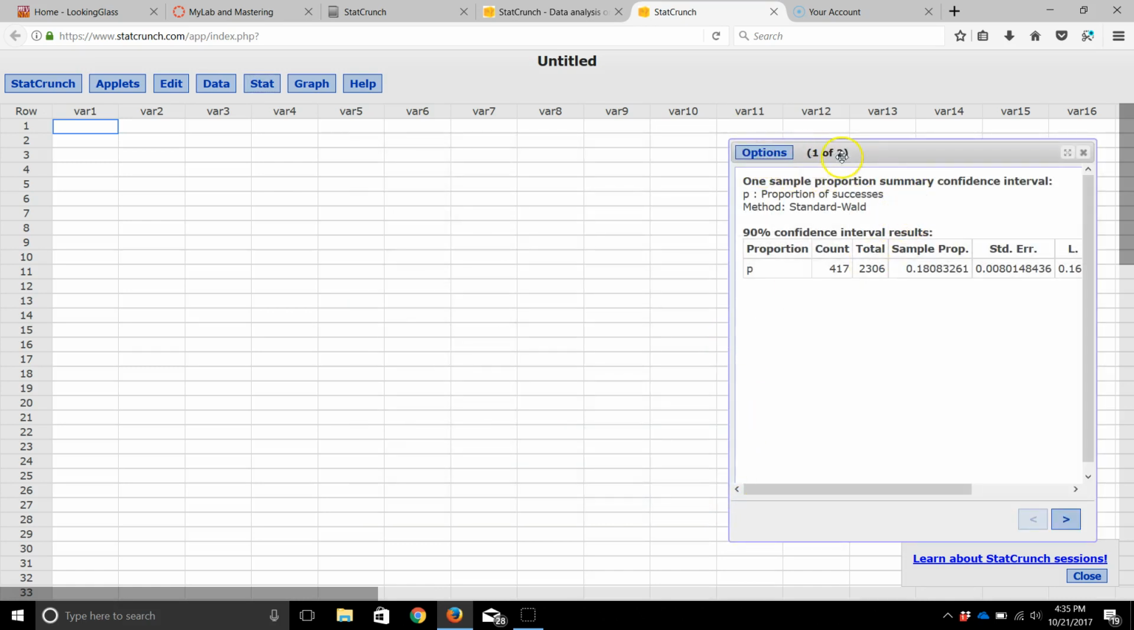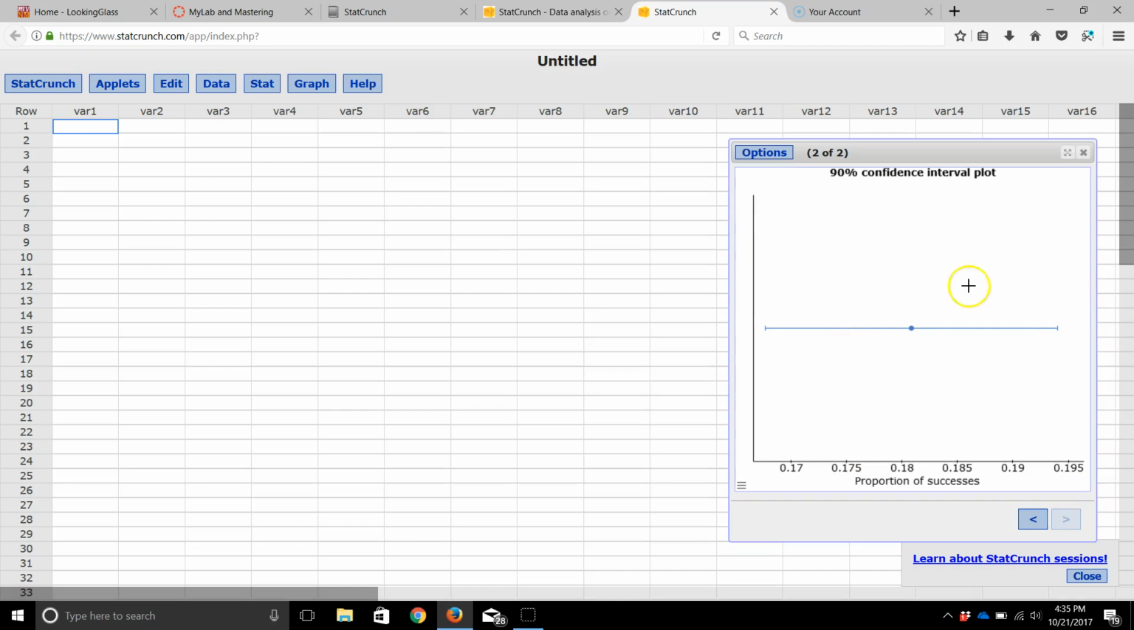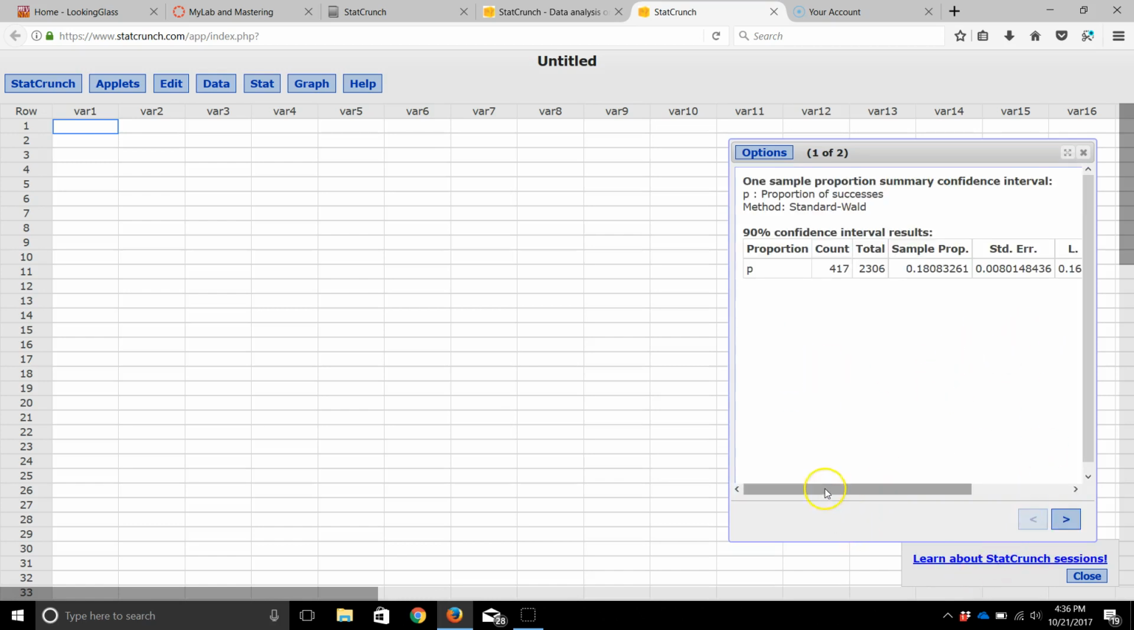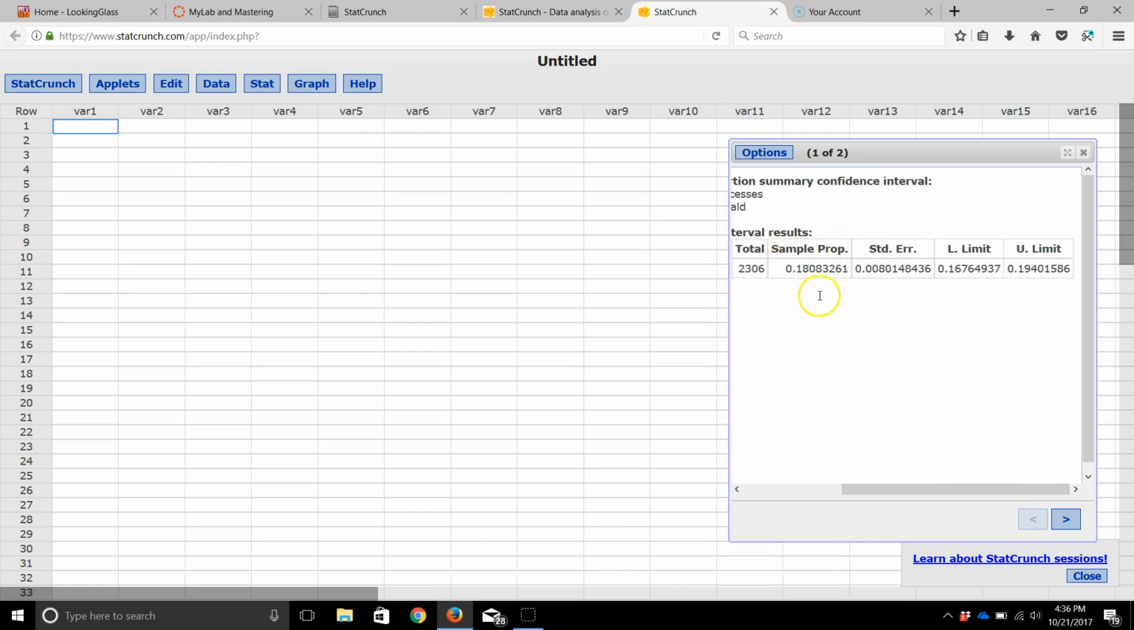And notice we have one of two results. So in order to see that confidence interval plot, this is what I have. It's not showing me the distribution with the confidence interval plot, but it's just showing me the point estimate along with the range of the confidence interval. But what we have here, of course, is the sample proportion, which is calculated for us, and that actually is the answer to part A, a point estimate for the population proportion. That's the sample proportion. We have the standard error, which is not really necessary for the answers to this problem, but we also have the lower and upper limit.